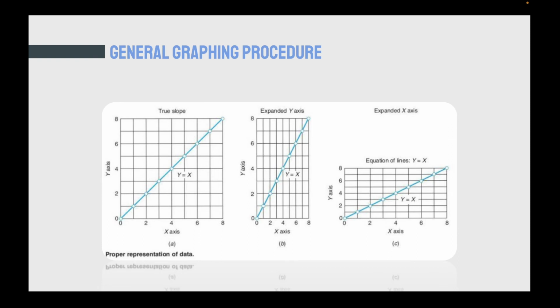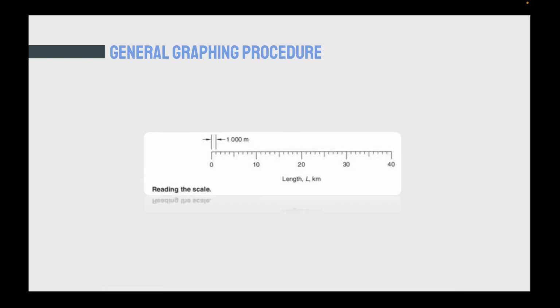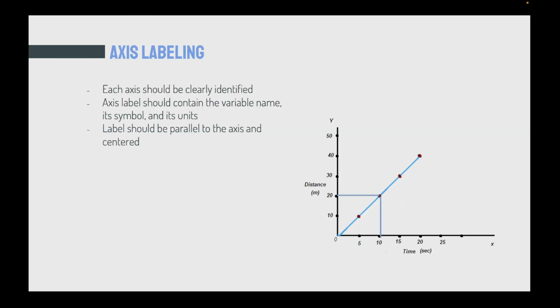Now, the proper representation of data: we have either true slope or expanded y-axis, or expanded y-axis in the horizontal direction. Just different ways to show your data, but always care about having the data clearly noted on the graph. Have a legend to tell what kind of symbol you use to represent each data point. Reading the scale is important. You need to know what each minor grid means. Of course, you always have the axis name, abbreviation, and units.